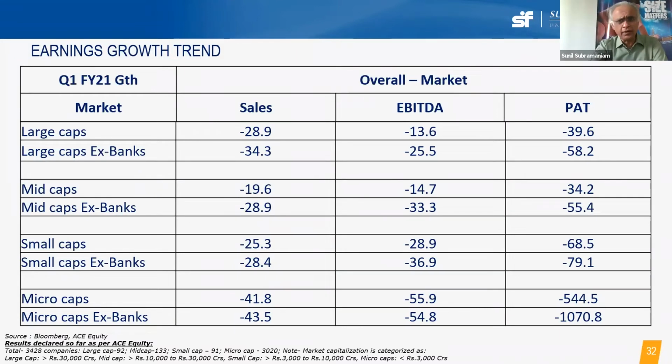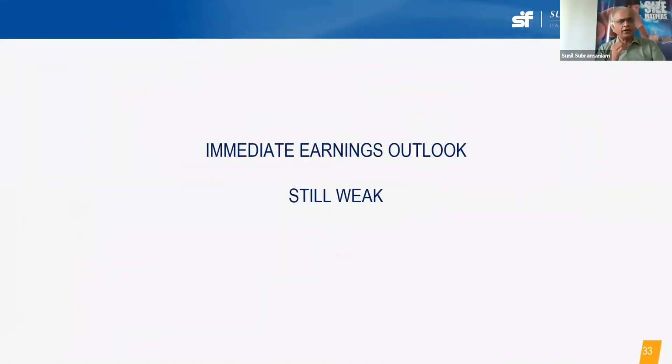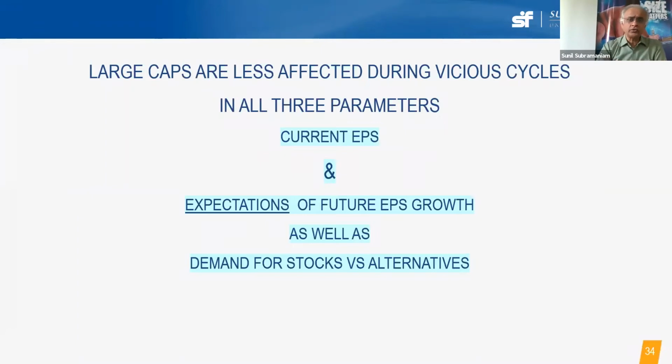Yes, it is very bad, but not comparable to the level at which small caps are down, right? So based on this, you can say the immediate outlook also is still weak, right? Now you see that I just explained to you, large caps are less affected because in all the three parameters, they get less affected than mid and small caps, right?